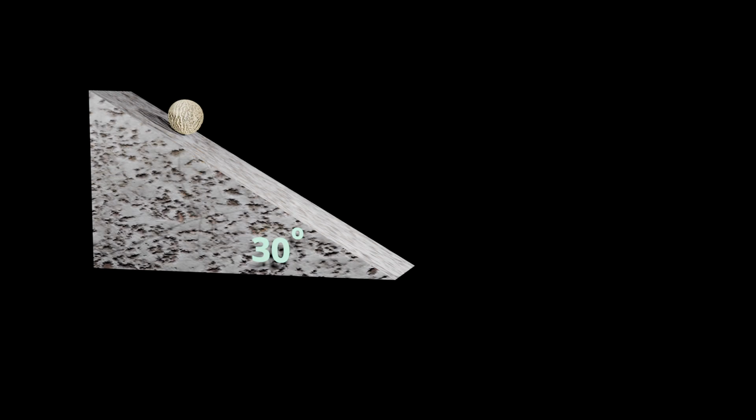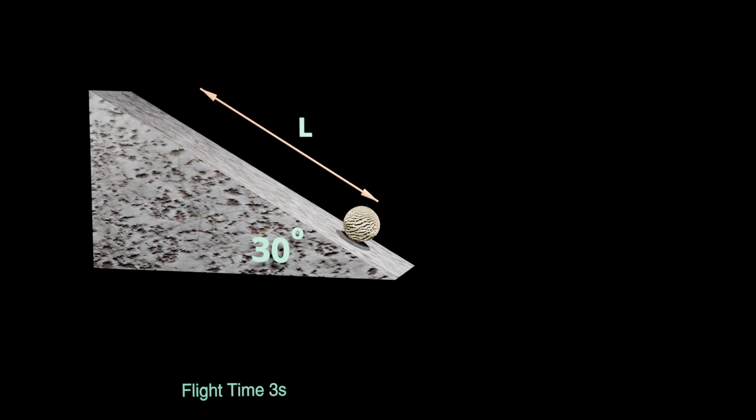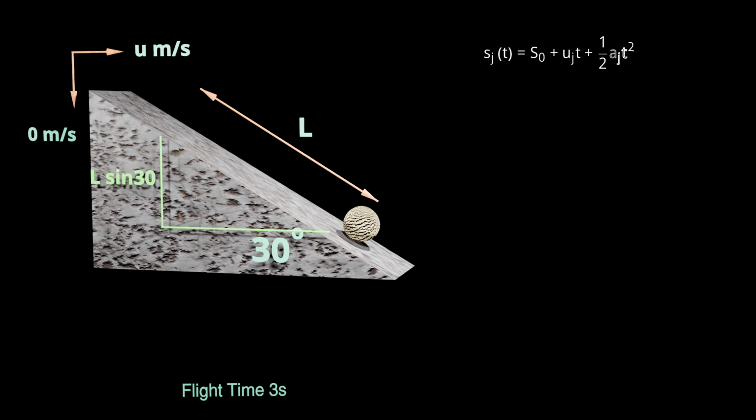A ball is thrown horizontally from the top of a 30-degree inclined plane. Given that the flight time is 3 seconds, we need to determine the distance the ball travels along the plane before landing. We do not know the horizontal velocity, but we do know that the vertical velocity is 0 at the starting point. Additionally, we can express the vertical descent of the ball in terms of the length L as L sine 30. To find the distance L, we apply the displacement equation in the downward direction.